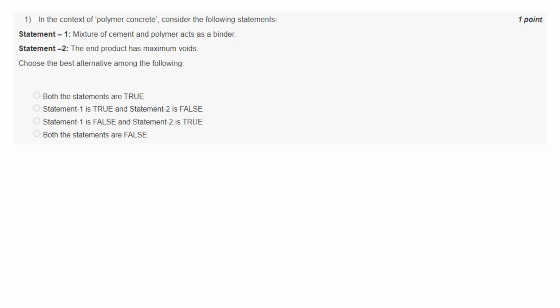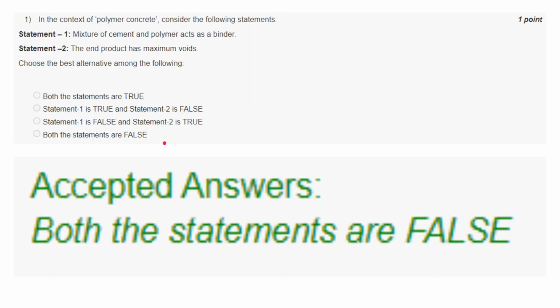So as we know, in case of polymer concrete, the polymer completely substitutes the cement. So there is no mixture of cement and polymer acting as a binder. So one is false. And in case of polymer concrete, the end product has minimum voids, so it is not having maximum voids. So two is also false. Both the statements are false, that is, the fourth option is correct. So as you can see, the fourth option is correct.